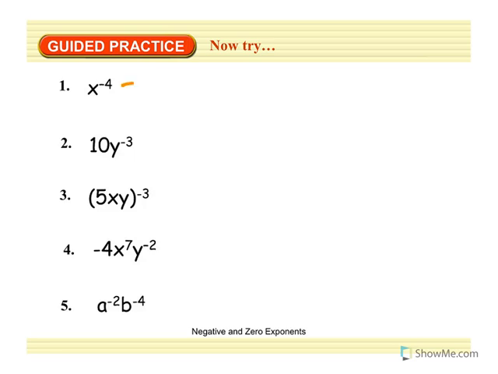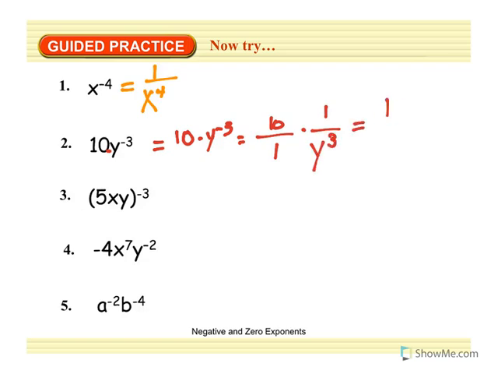So x to the negative fourth is a nice simple one. 1 divided by x to the fourth. For number 2, we've got 10. So let's do it both ways. Our original way was to split it up. So this is 10 times y to the negative third. So the number 10 has a denominator of 1, whereas y to the negative third is 1 divided by y to the third. So 10 divided by y to the third.